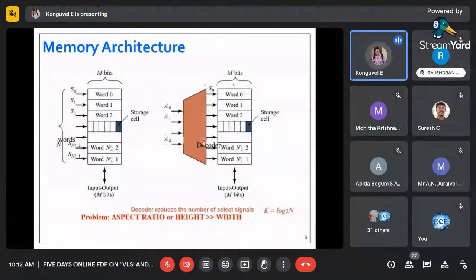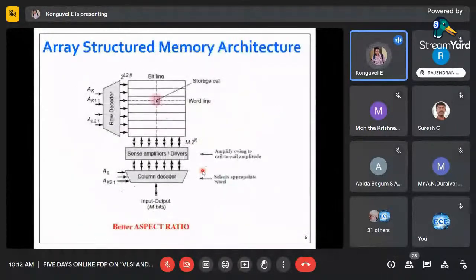So we will have a problem of aspect ratio, where the height will be greater than the width. I'm not talking about the height and width of a transistor, I'm talking about the height and width of the memory cell. We don't want this, because we are considering power consumption, area utilization, and delay, which is why we go for a 2D architecture for memory.